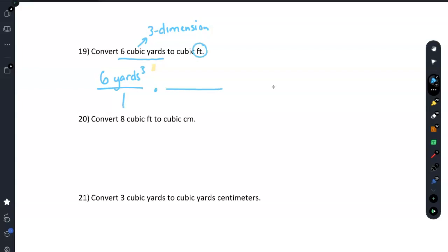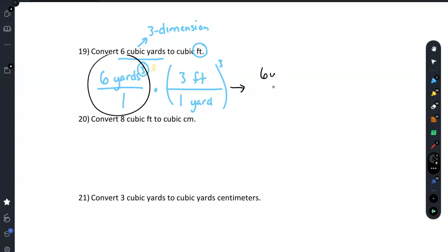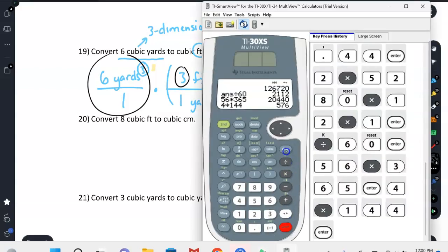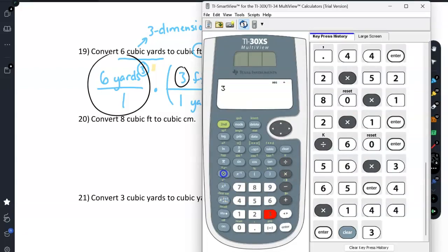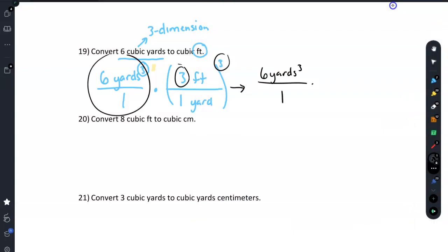I know to go from yards to feet, I have 1 yard is 3 feet. But right now, I have yards cubed up top and only have yards on bottom. So what I'm going to need to do is cube this whole second fraction. That will give me, if I just rewrite it now, 6 yards cubed over 1. 1 cubed is just 1. And then on this one, 3 to the third power. If you need to know how to do this in your calculator, I just have 3 raised to the third. And that gives me 27.